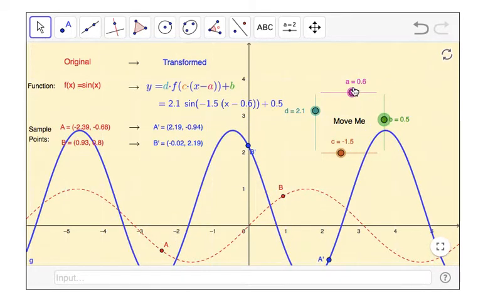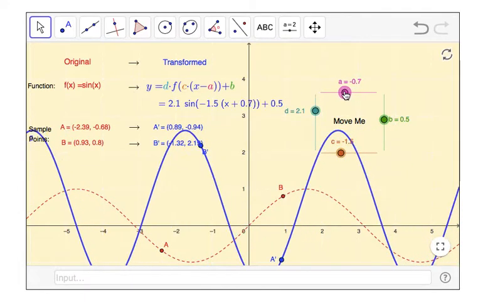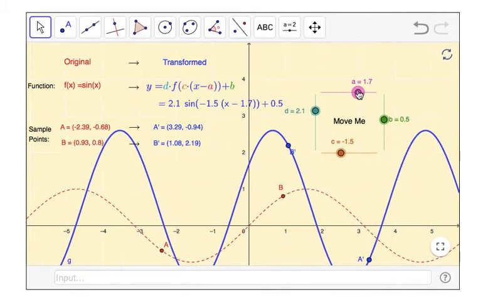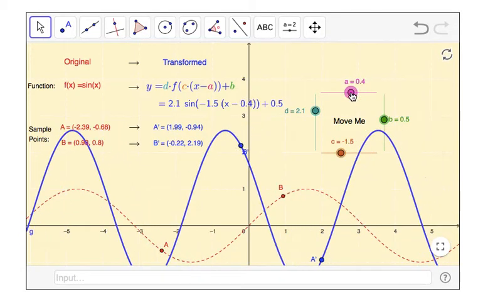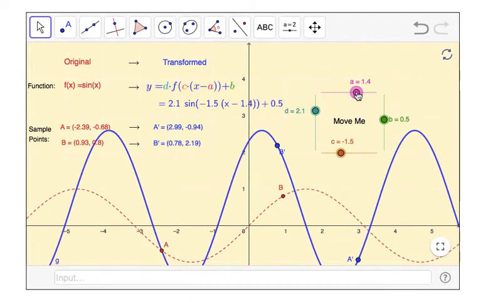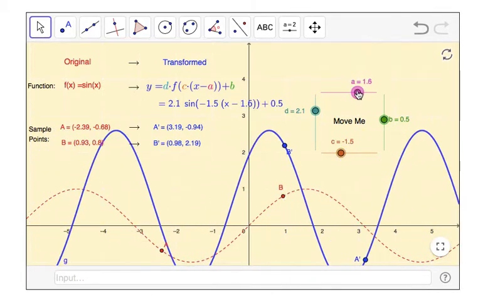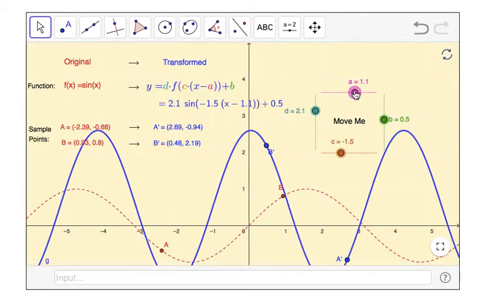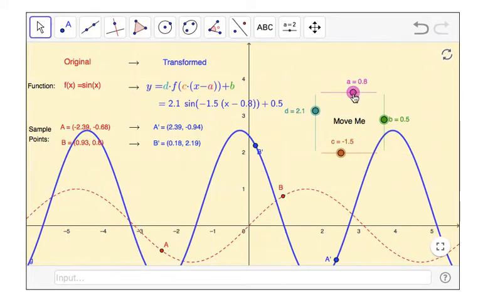I can also change the a value. The a value is my horizontal shift. So I can change the a value to shift right and left. So that's the number inside the brackets, and notice it's in factored form. The factored form will give us these horizontal shifts and tells us exactly where the reference points are shifted.